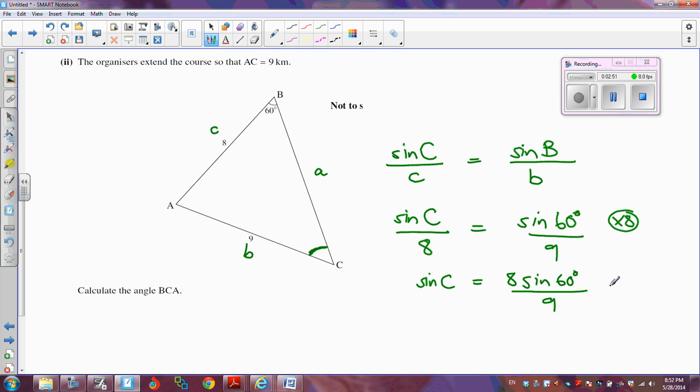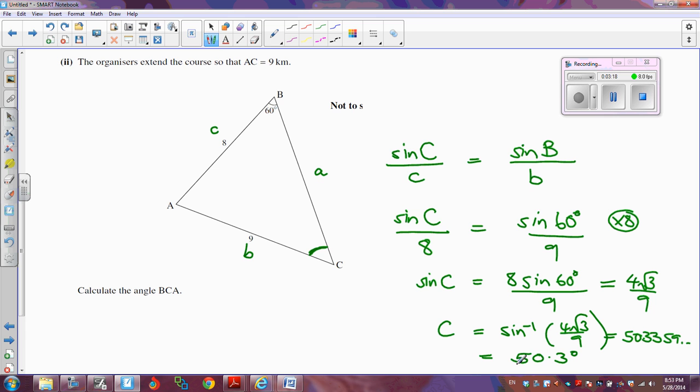Now if I work that out, it doesn't really matter. My calculator gives me 4 root 3 over 9, but more important than that, I need to now do the sine to the minus 1, or the inverse sine of the answer that I get here, 4 root 3 over 9, and that comes out as 50.3359 degrees, and I'm going to round it to something sensible. Let's make it 50.3 degrees.